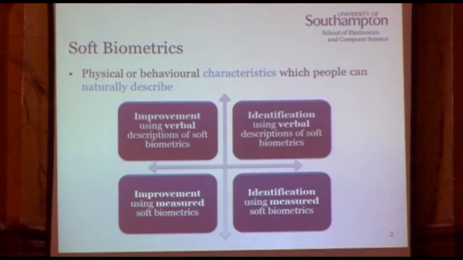So first of all, soft biometrics is a new form of biometric which utilizes physical or behavioral characteristics which can be naturally described by humans. So these are traits like height, weight, ethnicity, and hair color.